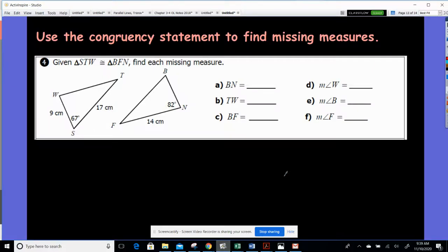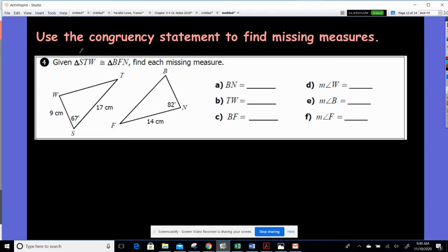With this example, we're going to use the congruency statement to find the missing measures, as well as the picture that they've given us. It says, given triangle STW is congruent to BFN. Now remember, this is really important because we're seeing all of our corresponding parts within this congruency statement. S corresponds with B, T corresponds with F, W corresponds with N. We're going to use that statement along with these pictures to find the missing measures.